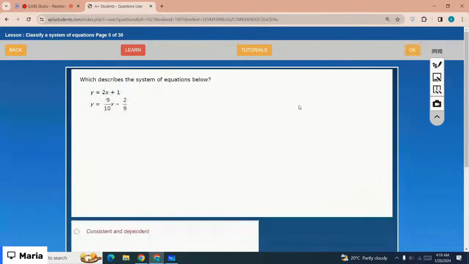Okay, the next one is which describes the system of equations below. y equals 2x plus 1, y equals negative 9 over 10x minus 2 over 9. So which is the correct option?